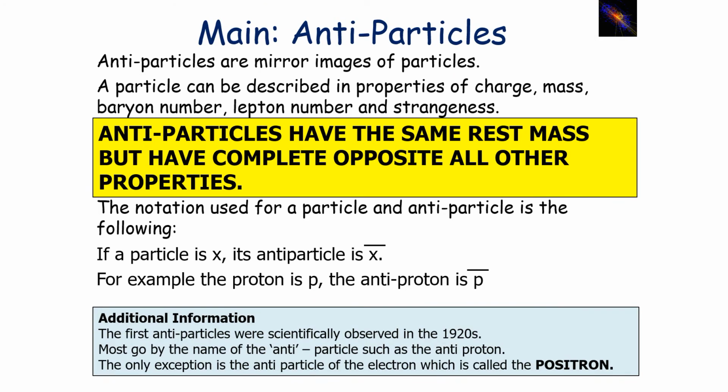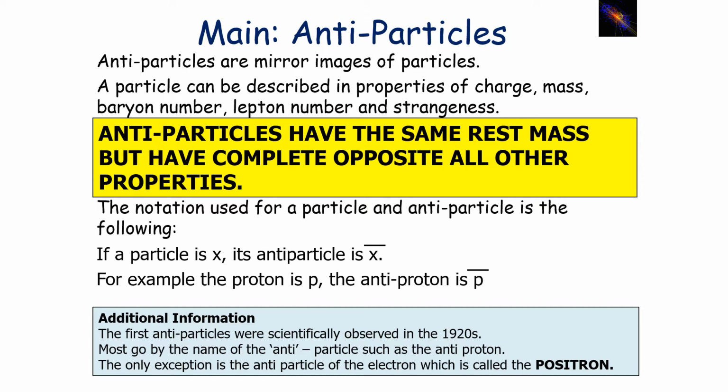Now, antiparticles are like mirror images of particles. A particle can be described in terms of its charge, its mass, its baryon number, its lepton number, and its strangeness. Antiparticles have the same rest mass but completely opposite all other properties. Now, the notation for a particle and its antiparticle uses the hat symbol. So if the particle is x, the antiparticle is x hat.